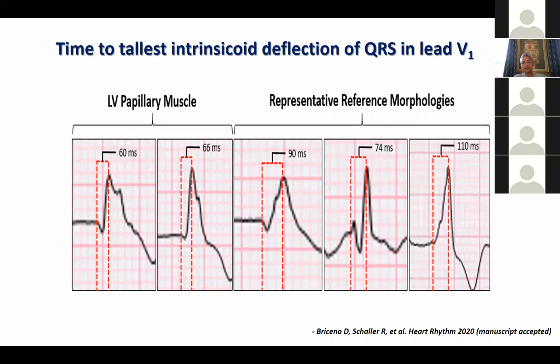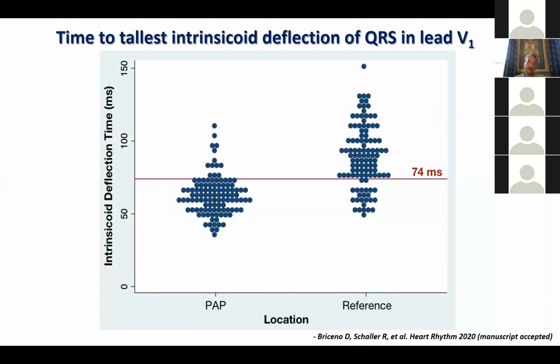Another thing that we looked at was the time that it takes from the beginning of the QRS to reach the first peak. And this was typically much shorter for papillary muscle than the remaining control group population. And you could actually use a cutoff value of 74 milliseconds to reach the first peak of the intrinsicoid deflection in V1 as the cutoff that you could use to separate the two.